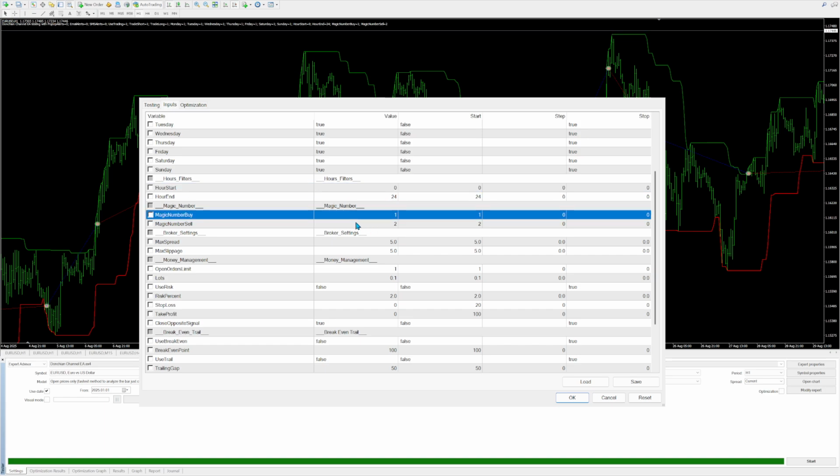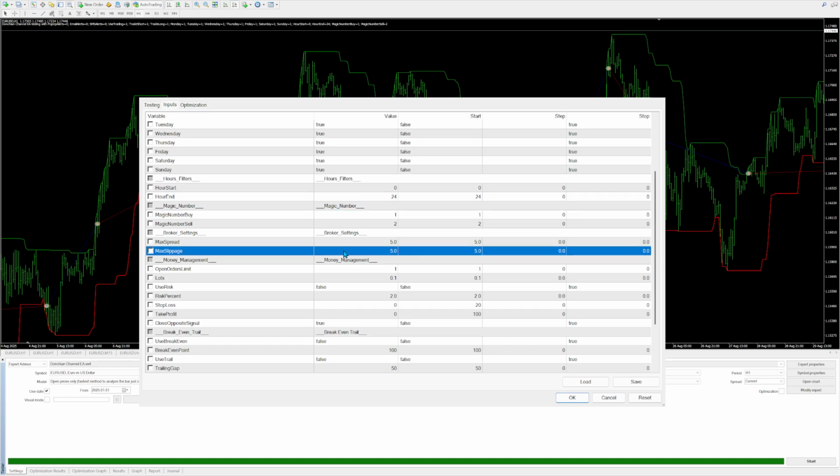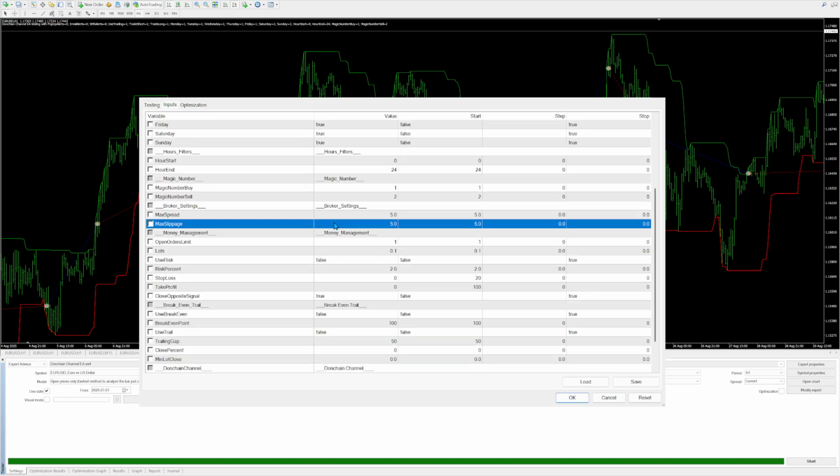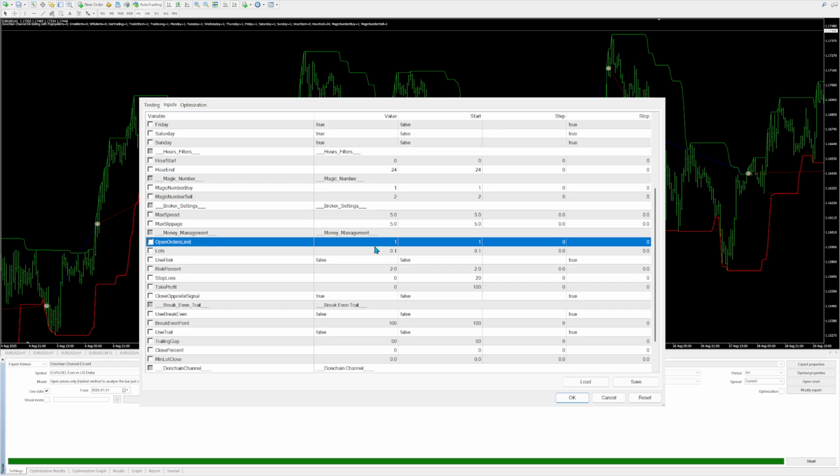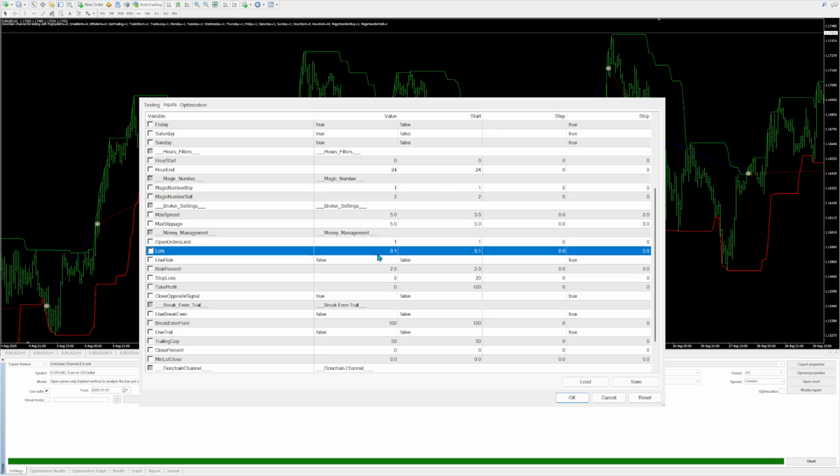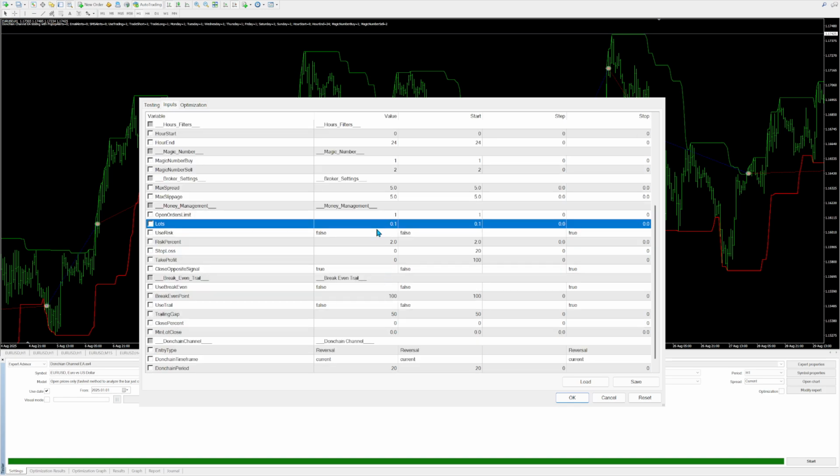So magic number, so this is the order ID. Okay, so this is just useful if you're running multiple different EAs on the same platform. You don't want them to clash. Broker settings, again, self-explanatory. You've got the maximum spread and maximum slippage. The EA will not take any trades if the spread or slippage is greater than these values, which are in pips. This is helpful to avoid unfavorable market conditions. Open orders limit. This is the maximum number of open buy and or sell trades the EA can have open at any time.